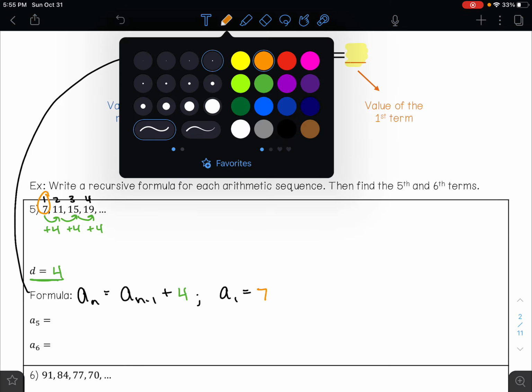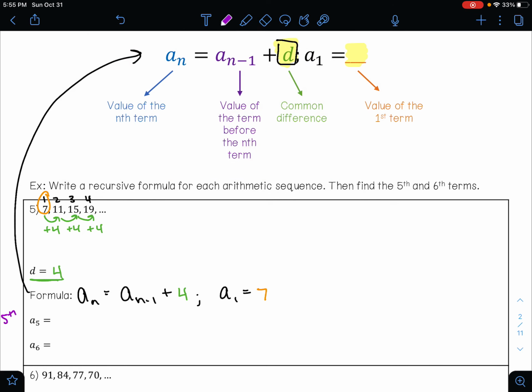A sub 5 is telling you to find the 5th term. So what term would come next? Well, if I add 4, what's 19 plus 4? 23. A sub 6 is telling us to find the 6th term. Well, what's 23 plus 4? 27.